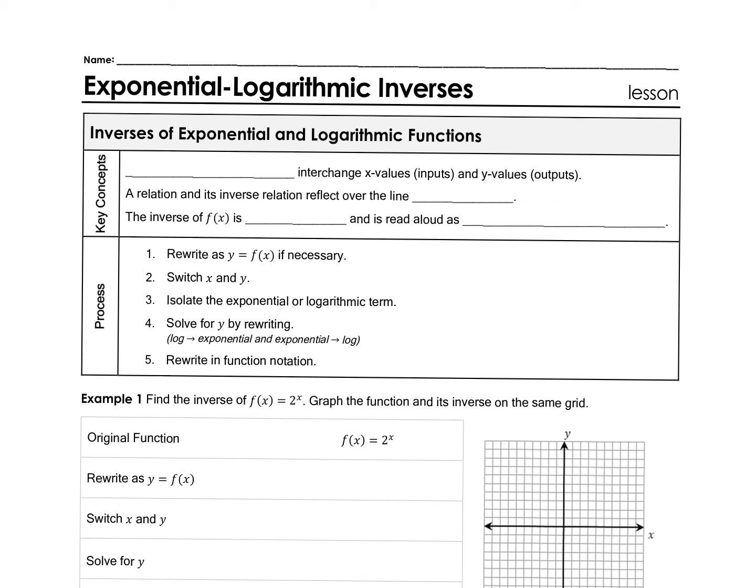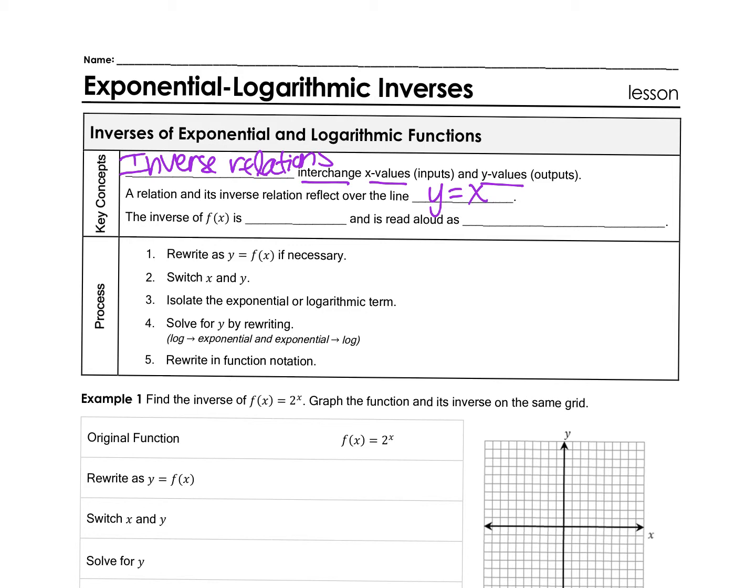In this lesson, we're going to be looking at inverses again, exponential and logarithmic inverses. If you remember, inverse relations interchange the x values and your y values. All we're doing is switching our x's and y's when they're inverses. A relation and its inverse relation reflect over the line y equals x. We've talked about that multiple times when we're talking about inverses.